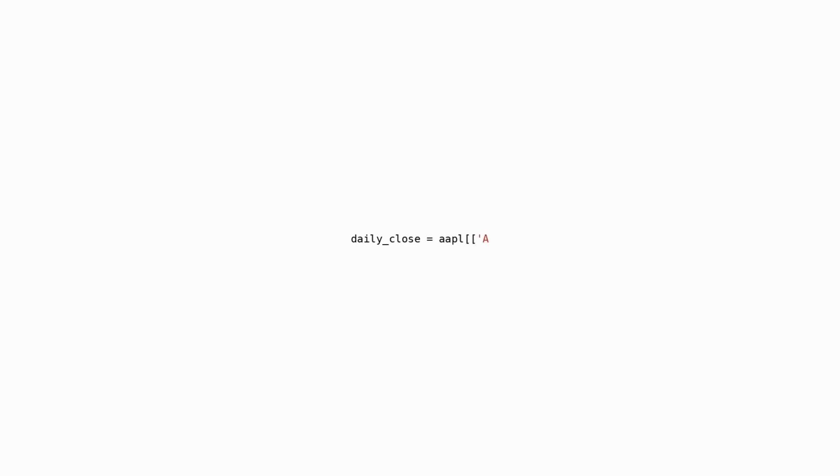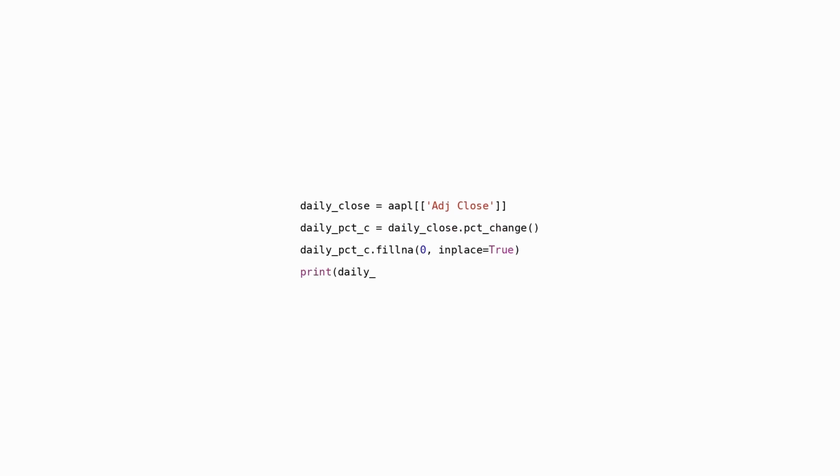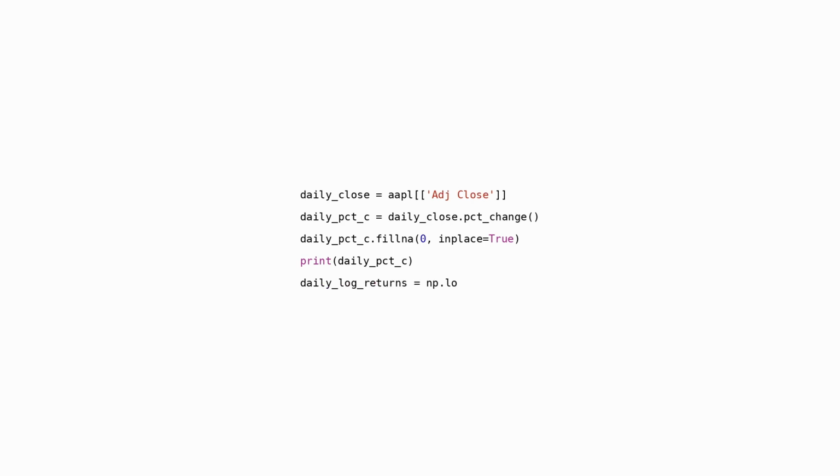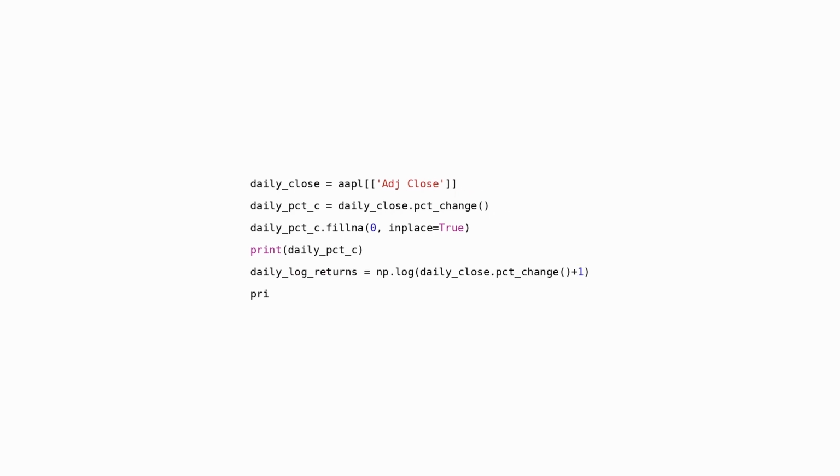This code uses Python to analyze the adjusted closing prices of Apple Inc. stock. It selects the adjusted close column from a larger dataset and calculates the daily percentage and log changes in the prices. Any missing values are replaced with 0 and the results are printed to the console. This snippet offers 2 different perspectives on the daily return patterns of Apple stock.